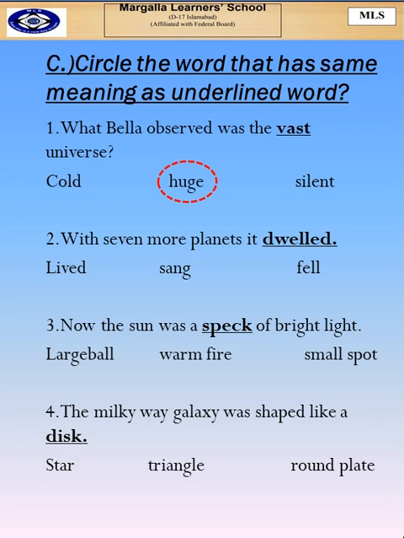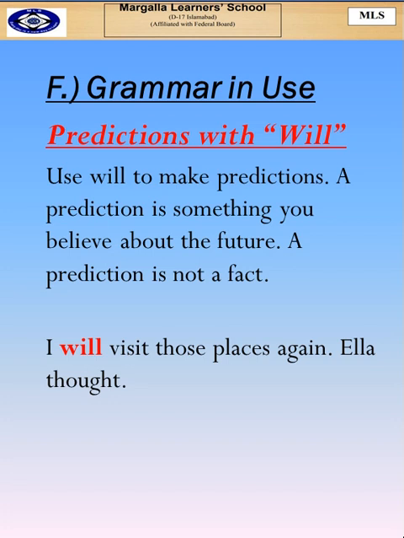With 7 more planets, it dwelled, lived, sang, fell. Which option is similar to dwelled? It's lived. Now the sun was a speck of bright light. Options are large ball, warm fire, small spot. The correct option is small spot. The Milky Way galaxy was shaped like a disc. Options are star, triangle, round plate. The correct option is round plate.